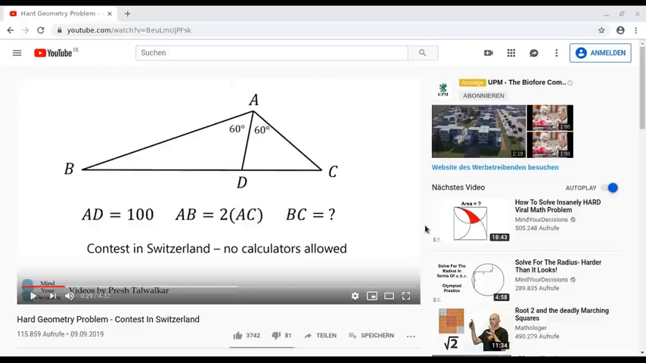There will be 60 degrees, and also you know the length between A and D. This will be 100, and the length between B and A will be 2 times the length between A and C. So now you know the problem.